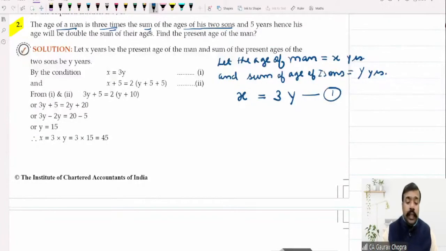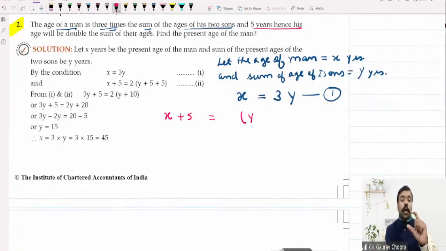Now, according to the second statement, let's see what it says. 5 years hence. That means after 5 years. So after 5 years, what will happen? Age of man will become x plus 5. And age of sons will become, since y is the sum of the age of 2 sons, the first son will increase by 5 years, second son will also increase by 5 years. So overall, the sum of their sons' age will increase by 10 years.